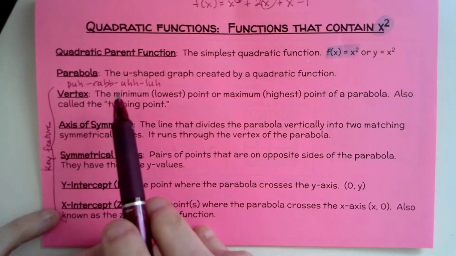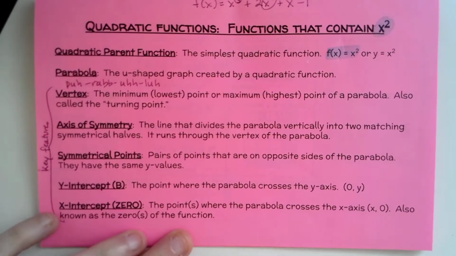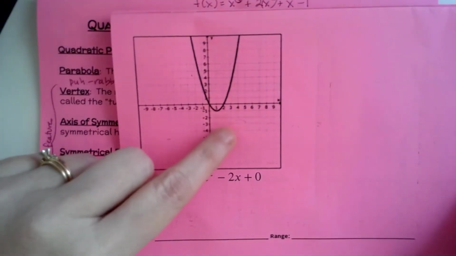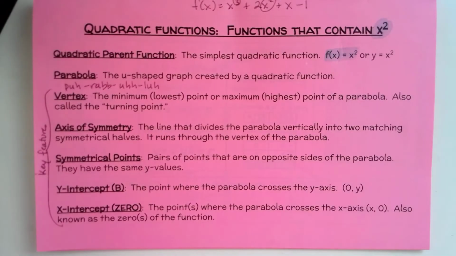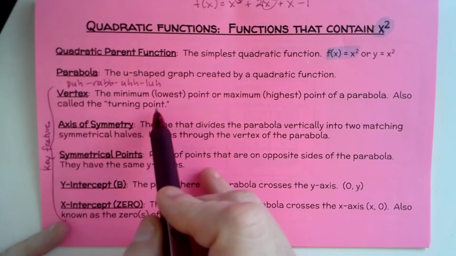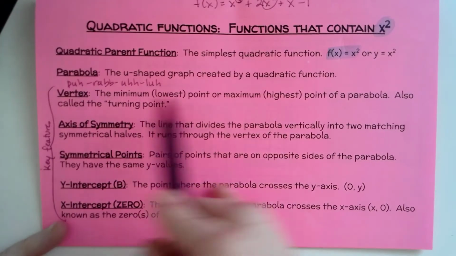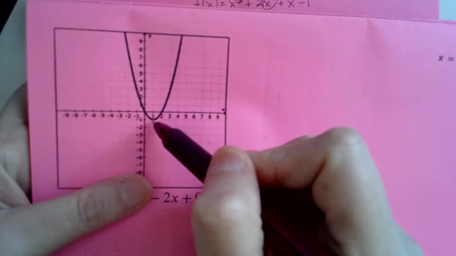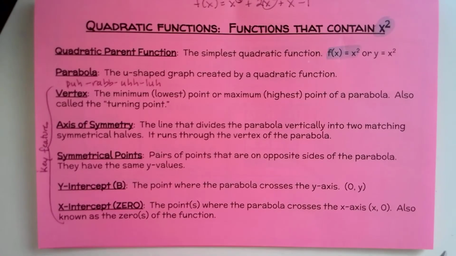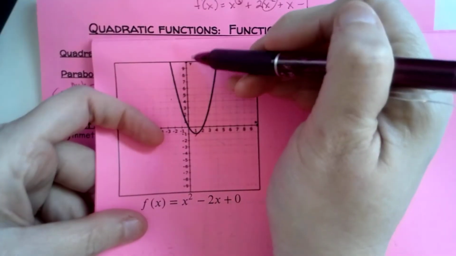So those key features are the minimum or maximum point of a parabola, which is called the vertex. If it's pointing up, it's got a minimum because it's the smallest point. If it's pointing down, it's got a maximum. So vertex and min or max are kind of also key features, but the vertex is that point where it turns around. The axis of symmetry is a line that goes right through it.